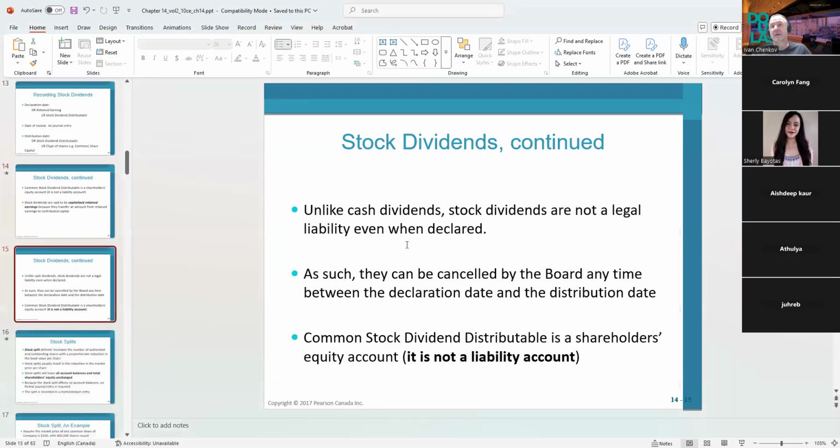Now, a stock dividend is not a legal liability even when it's declared. Why? Because the board of directors can cancel that stock dividend anytime between the declaration date and the distribution date. They can even pass the date of record and still cancel it. So remember it: common stock dividend distributable is actually an equity account. It's not a liability account.